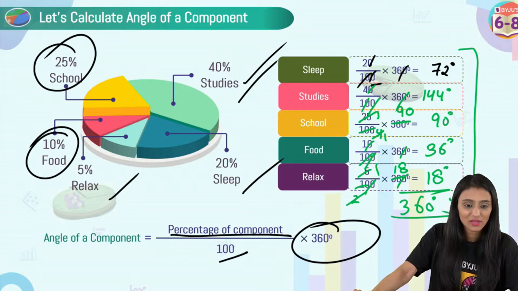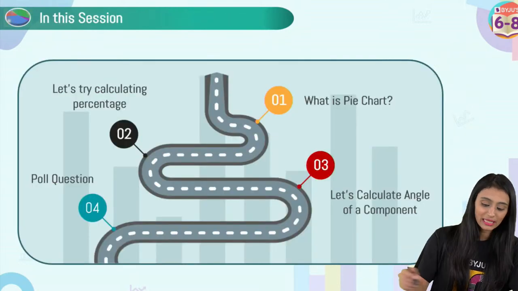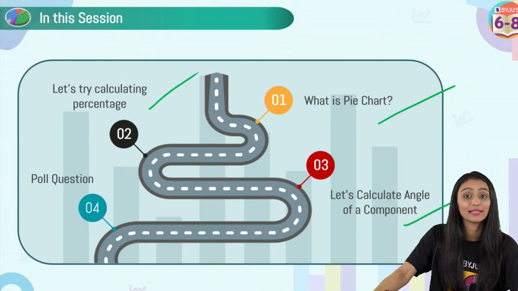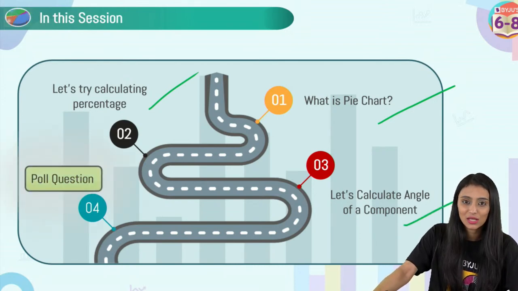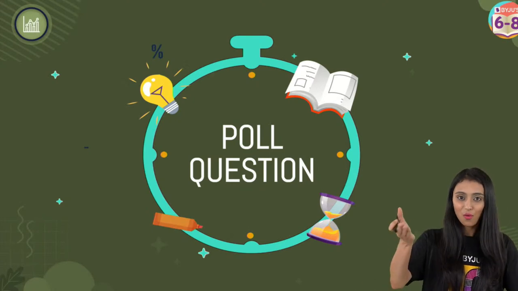Quickly. Yes, we have to put degree as well. Crystal clear. Great. So we are done with these three topics: what is a pie chart, and calculating percentage. We learned how to calculate the angle of a component. Moving ahead to the last thing, that is the poll question. I think that's the most amazing part of the session because you all like it.